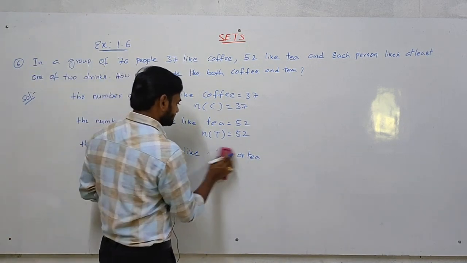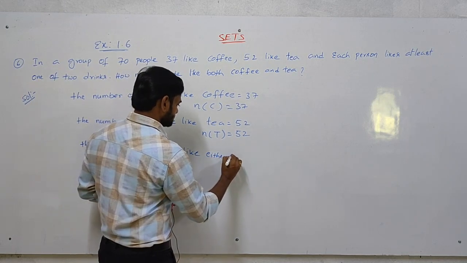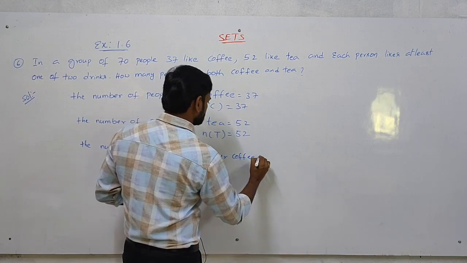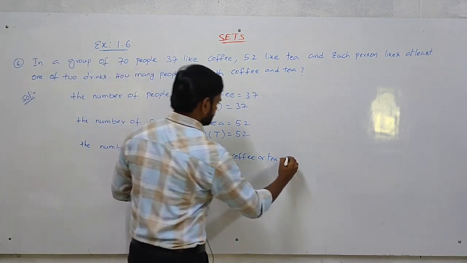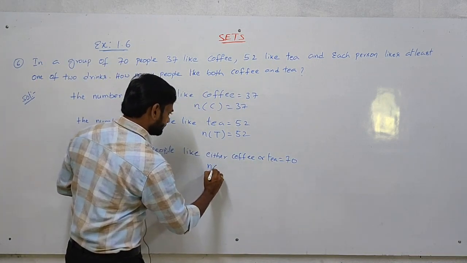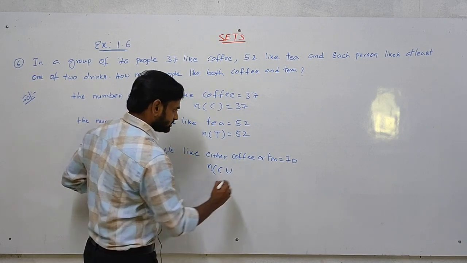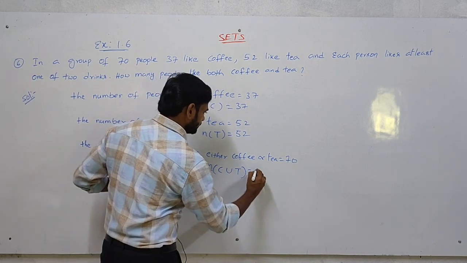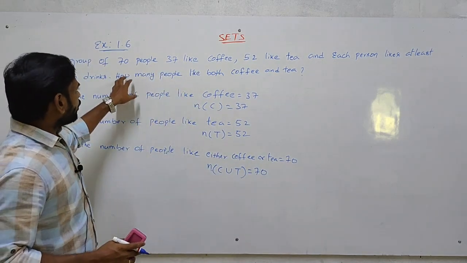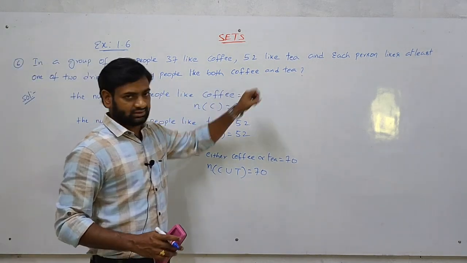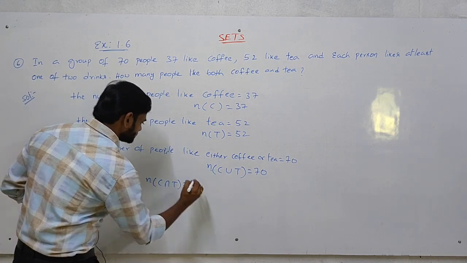You can write either coffee or tea equal to how many? That is 70. That is n of C union T, where or means union, T means tea, equal to 70. Now what will I find finally? How many people like both coffee and tea? That is n of C intersection T, how much?